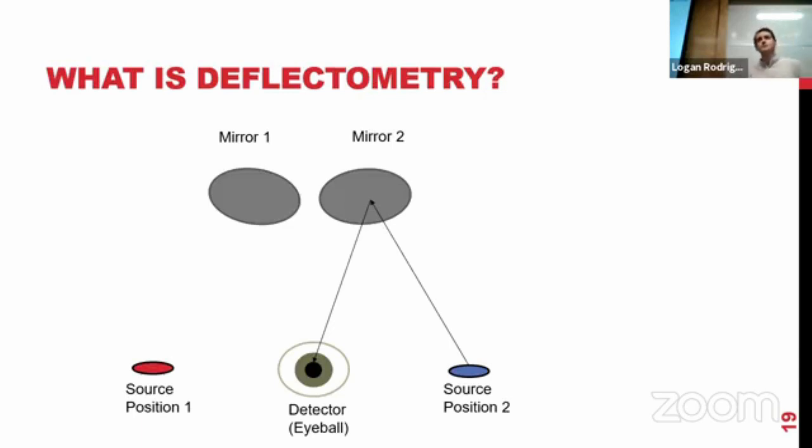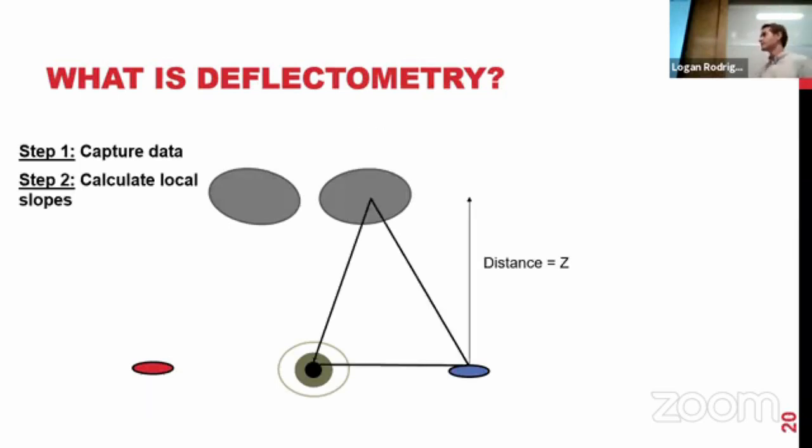Next, we have a second source position. It is obviously at a different location. It leaves, it strikes mirror two, also successfully enters Keanu's eyeball. Okay, we have our information. The next step is to calculate local slopes.